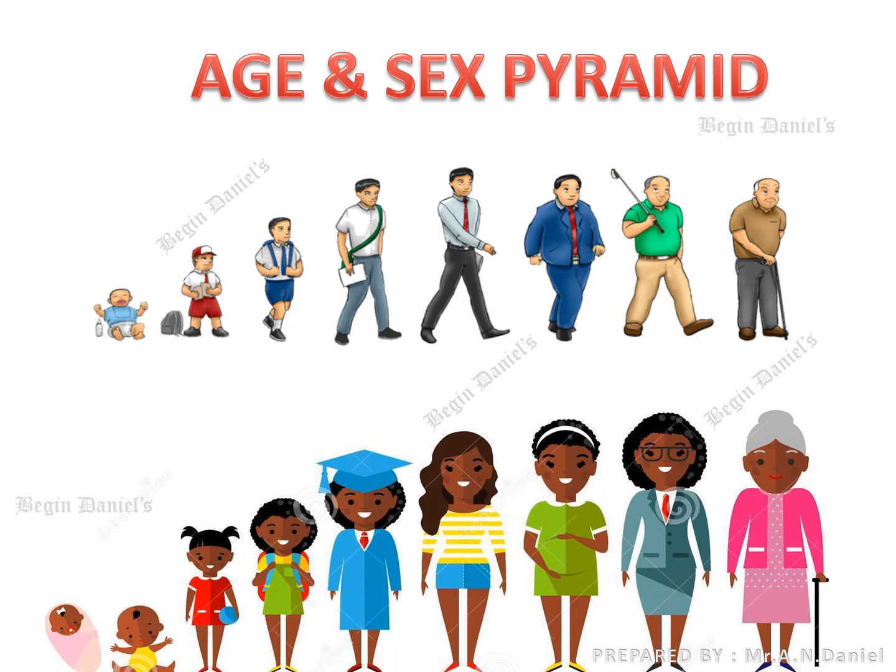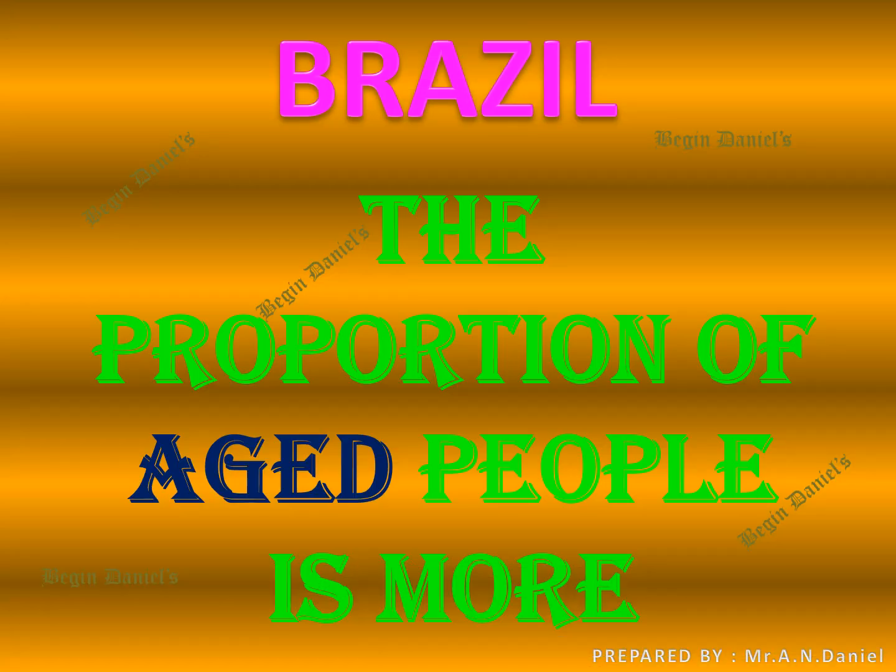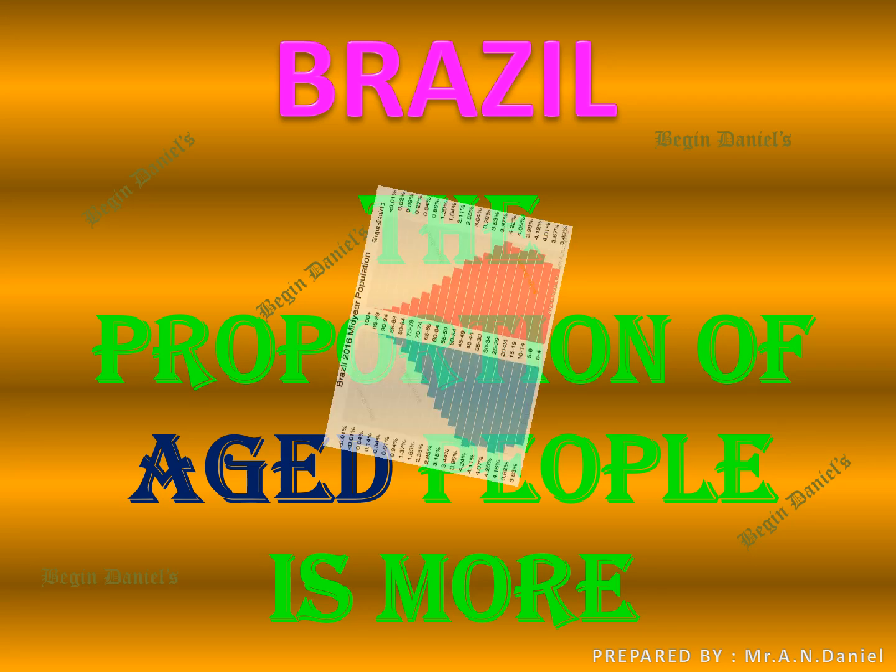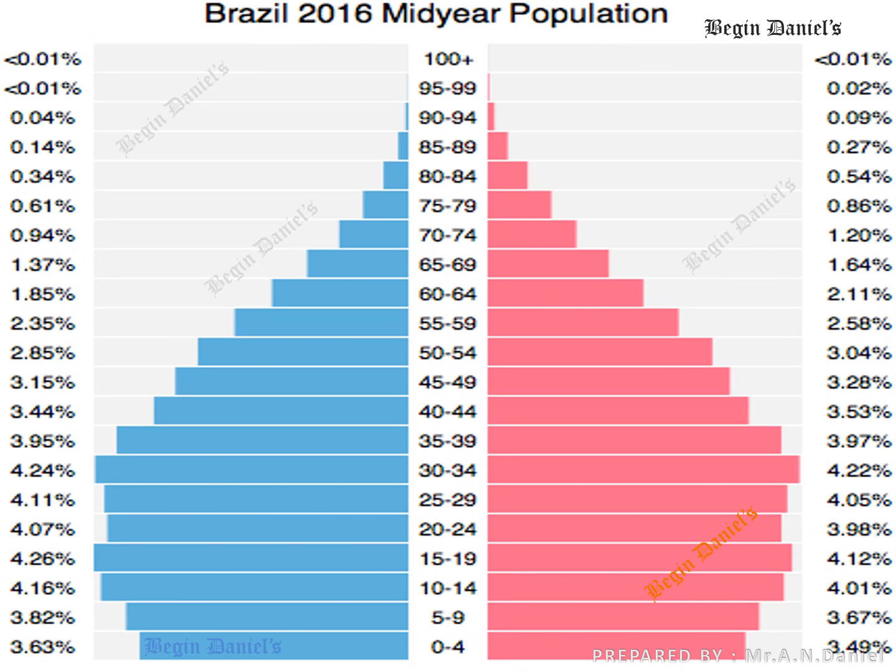The next composition is the age and sex pyramid. In Brazil, the proportion of aged people is more. That means the unproductive, retired people, those above 60 years of age, not working, the inactive population, is more in Brazil. Observe this graph, showing the population composition of Brazil in the year 2016, and how much percentage is there in the population of Brazil.